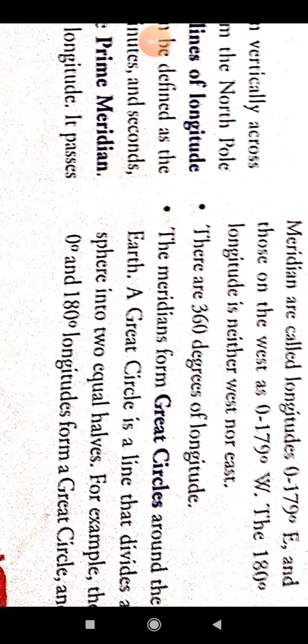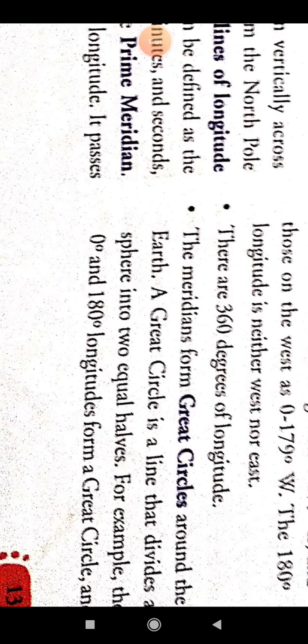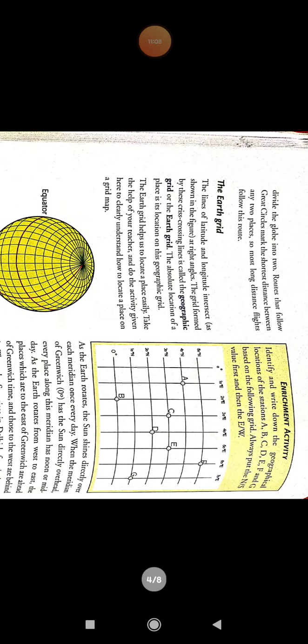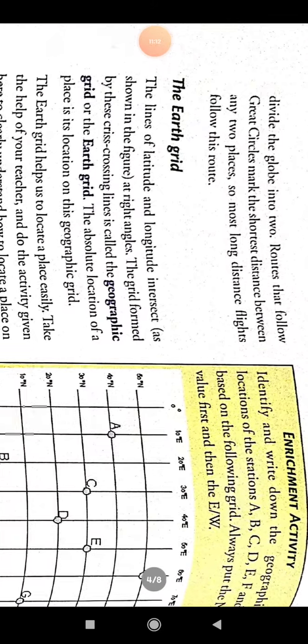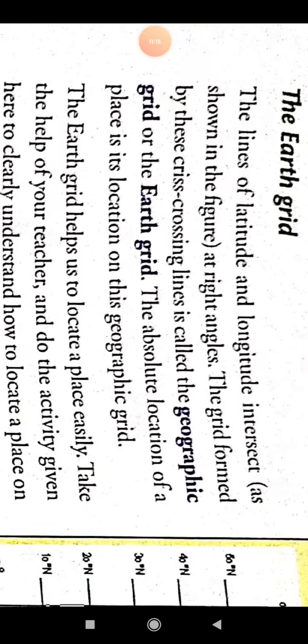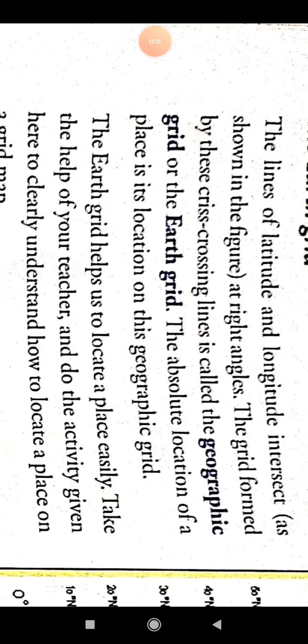A meridian forms a great circle around the earth. A great circle is a line that divides the earth. The lines of latitude and longitude intersect at a right angle. When the lines of latitude and longitude intersect, मतलब एक दूसरे को काटना, when they crisscross each other at a right angle, the grid formed by these crisscrossing lines is called the geographic grid or earth grid.